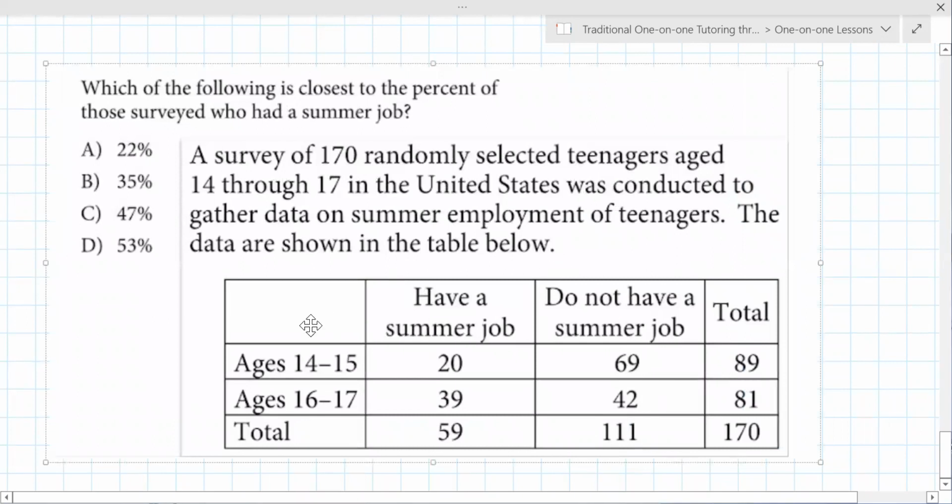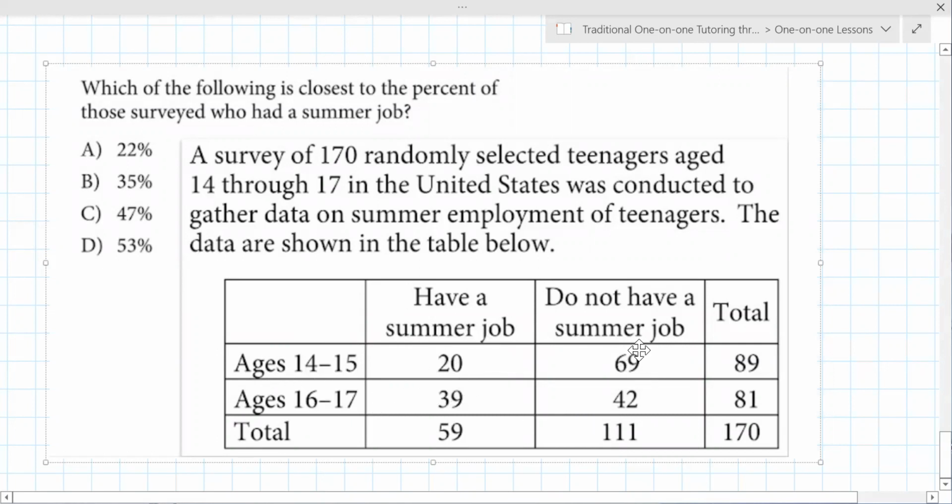Okay. All right, so I'll read this problem out loud. It says, which of the following is closest to the percent of those surveyed who had a summer job? A survey of 170 randomly selected teenagers aged 14 through 17 in the United States was conducted to gather data on summer employment of teenagers. The data are shown in the table below. So this table shows on the left here the age of the person, so 14 to 15, 16 to 17. And it's saying, for example, that 20 people who are 14 to 15 have a summer job, and 39 people 16 to 17 have a summer job.